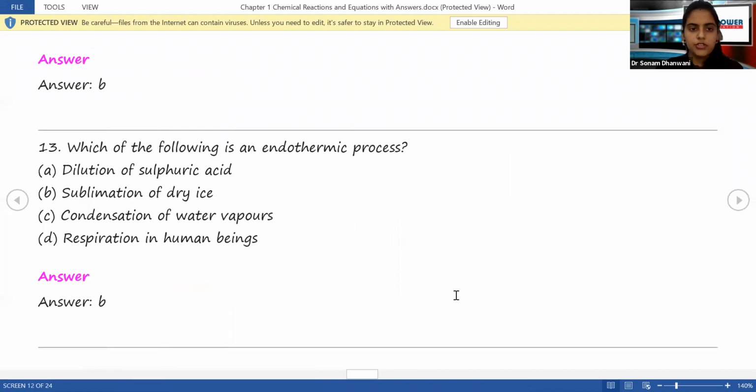Going ahead, which of the following is an endothermic process? See, again we are coming to the same type of questions. Endothermic, where heat is needed in the reaction, okay? Where heat is utilized in the reaction. So the sublimation of dry ice, we just saw, right? In sublimation, heat is going to be taken inside, so it is going to be sublimation.